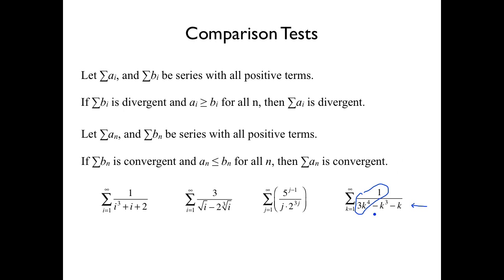Making a denominator smaller makes the whole fraction bigger. So now I've got this series that converges, and all my terms are bigger than the series that converges. Conclusion.